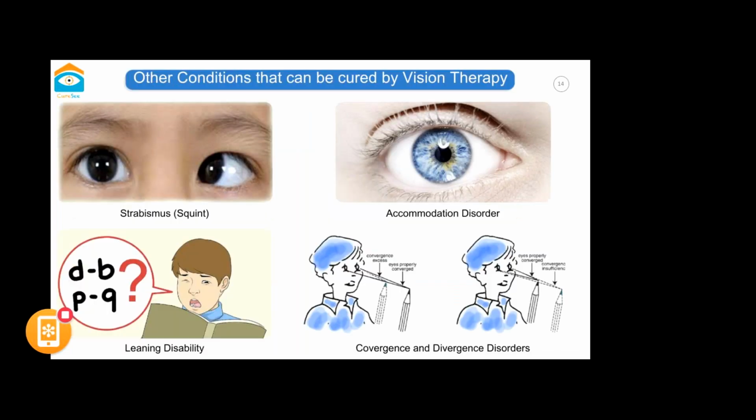These are some of the other conditions that can be cured by vision therapy. First one is strabismus, squint. Then the next which comes is accommodation disorder, learning disability, as I was talking about the movie Tare Zameen Par, the patient was having dyslexia. Then convergence and divergence disorder, the patient is unable to focus at near or any far objects.